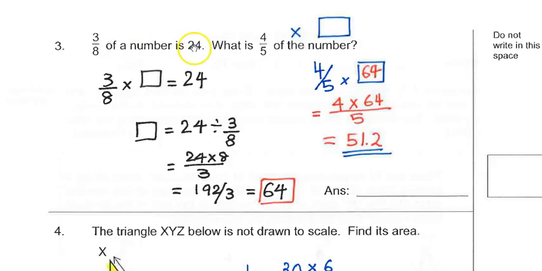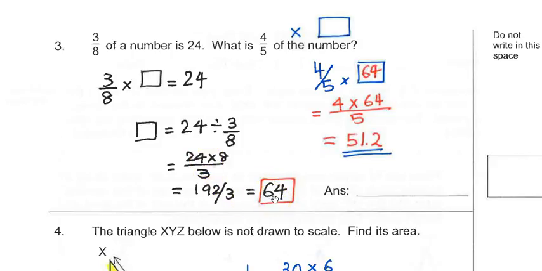3/8 of a number is 24. Now this is very familiar. Now what is 4/5 of the number? Now it means once you found this number out, then you take 4/5 times the number. So from here to find this box, you say 24 divided by 3/8. Okay, 3/8 times this number is 24. To find this number, you take 24 divided by 3/8. Right, you work it out, you should get 64.